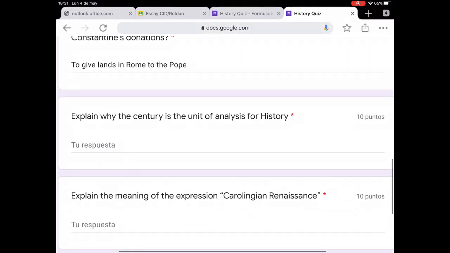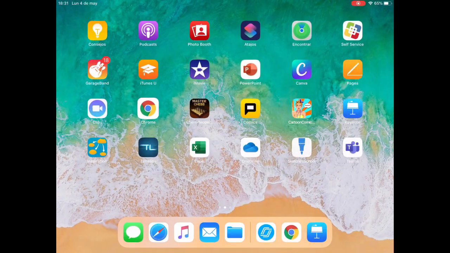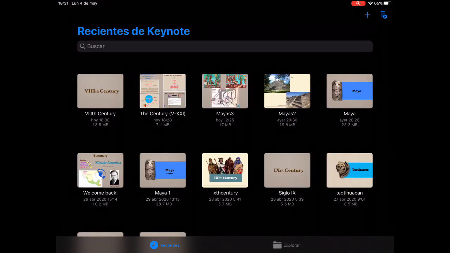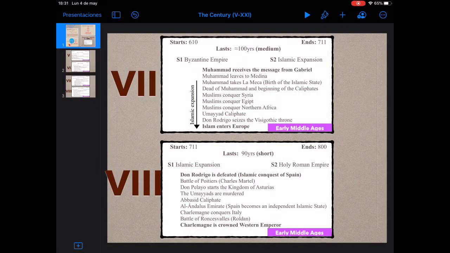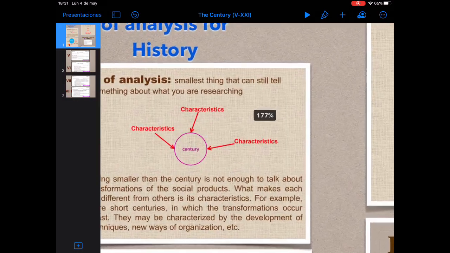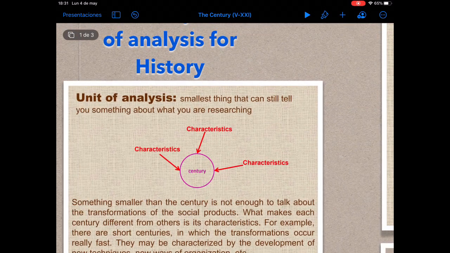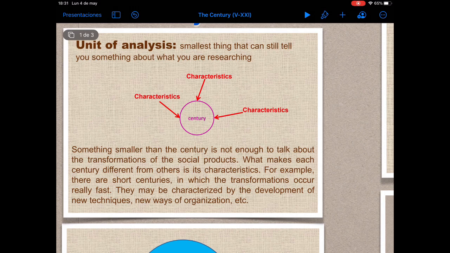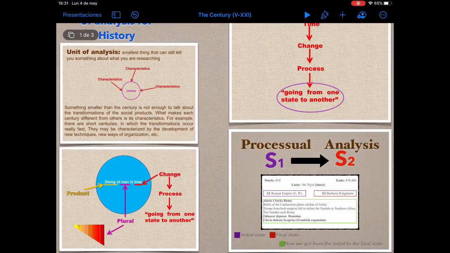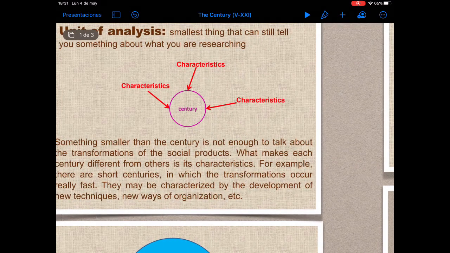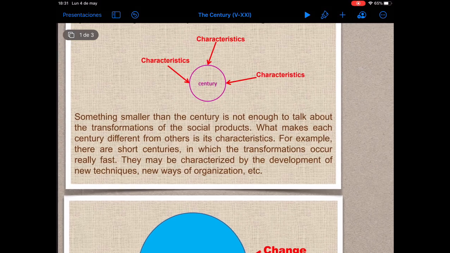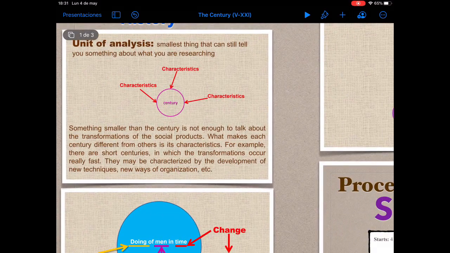If you remember, that was Pope Leo III. Then explain why the century is the unit of analysis for history. Well, if you remember over here again, we have this document of the centuries, and here you have very clearly the explanation. The unit of analysis is the smallest thing that we can still tell you something about what you are researching. Some centuries are smaller than others, so something smaller than the century is not enough to talk about the transformation of the social products.